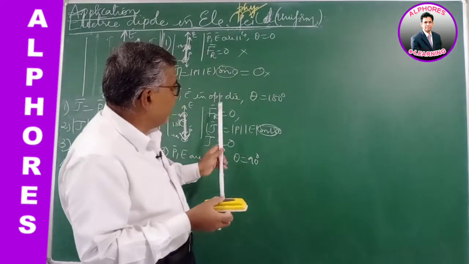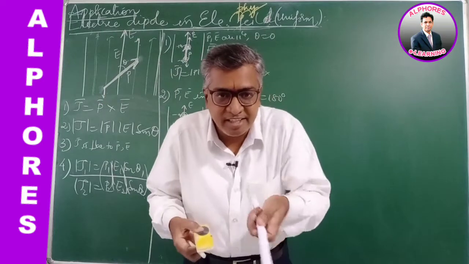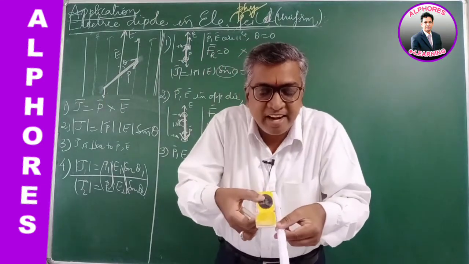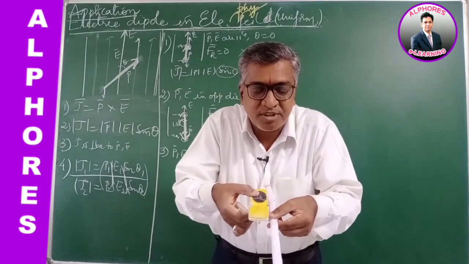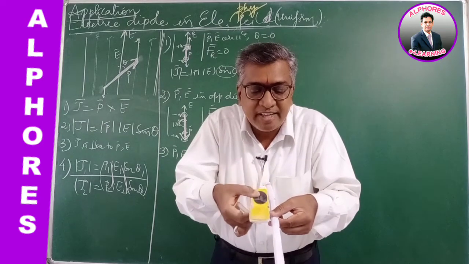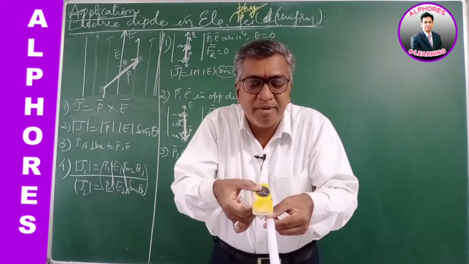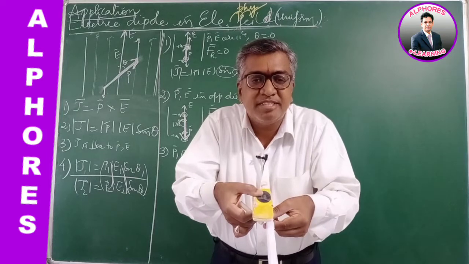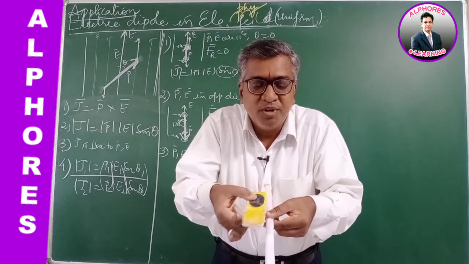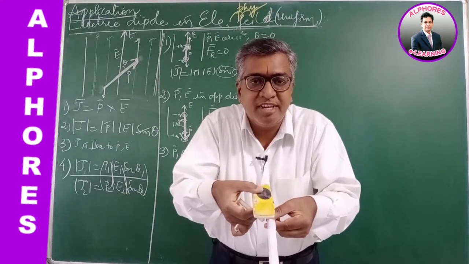So there is neither linear motion nor rotational motion; it remains in equilibrium. In the second case, theta 180, this is the field, and our dipole is placed this way. Here also the net force is 0 and the net torque is 0. So it again remains stable like this, in equilibrium, with no turning, no linear motion, no rotational motion.